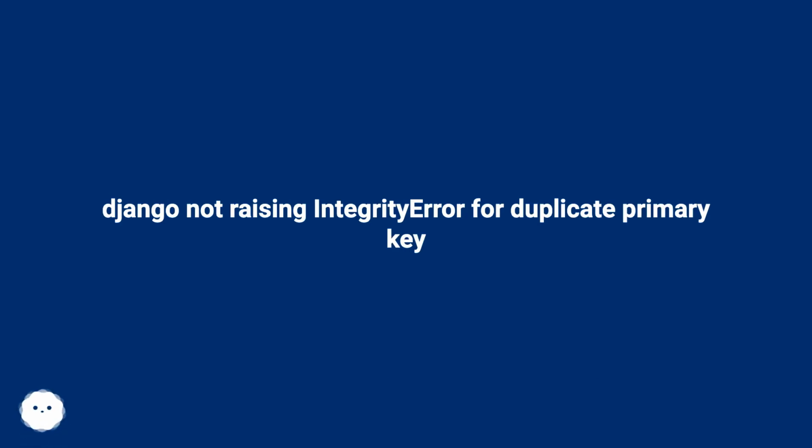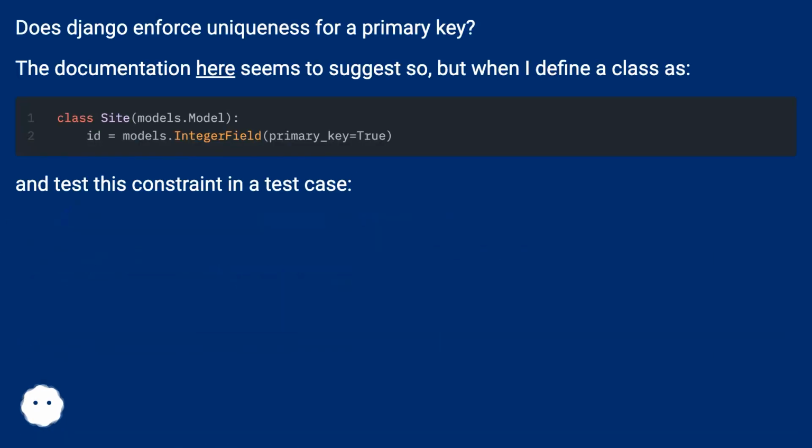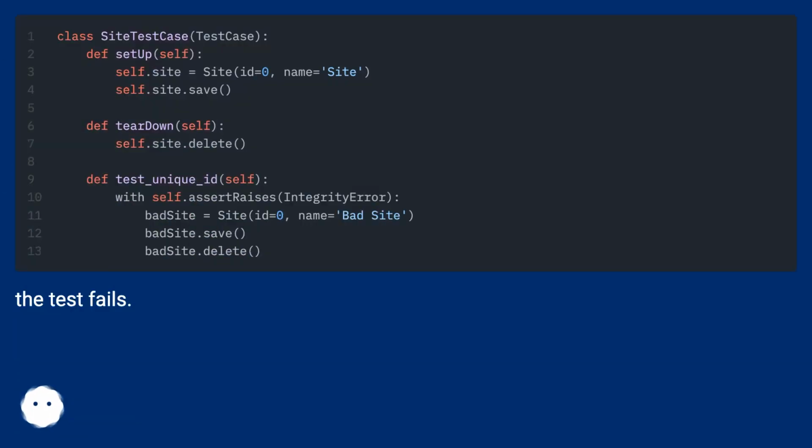Django not raising integrity error for duplicate primary key. Does Django enforce uniqueness for a primary key? The documentation here seems to suggest so, but when I define a class as this and test this constraint in a test case, the test fails.